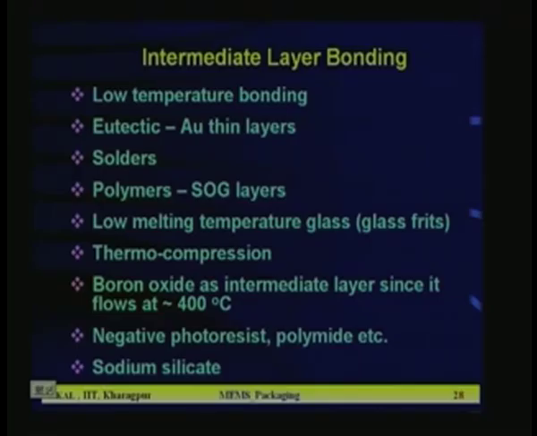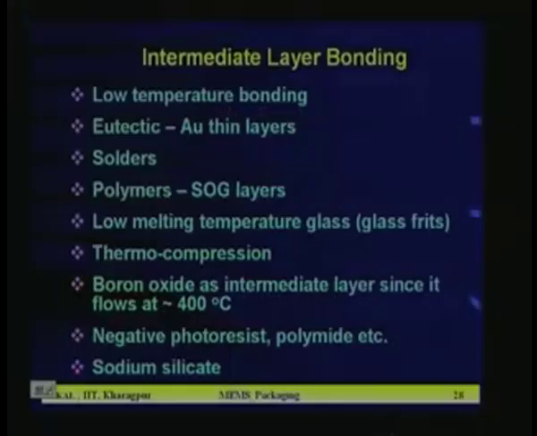Very good quality anodic bonding or fusion bonding techniques, and there are low temperature bonding, basically eutectic gold thin layers. Eutectic bonding means you use eutectic epoxy paint, and then you press it and maybe at 100 to 150 degree C you can heat it and you will get bonding, but that is not very rigid bonding. Solders are also used, polymers may be used for bonding, very soft bonding, low melting temperature glass which is glass frits, one example of which I showed you. Thermocompression bonding, sometimes people use it.